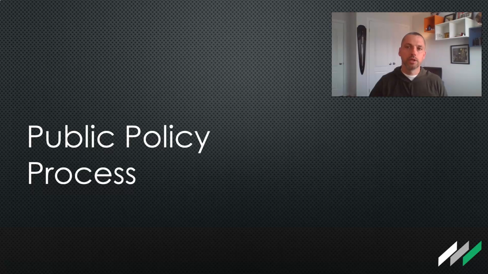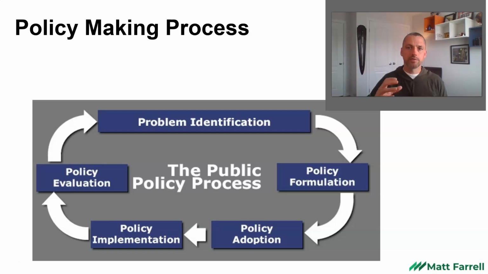In this video, we're going to look at the public policy making process. Anytime the government makes a decision to implement a policy, there are several discrete steps that are followed. For one, the problem is identified. Then solutions are proposed, the policy is formulated. Then a decision is made, that policy is adopted, followed by implementation, that policy has to be put into action.